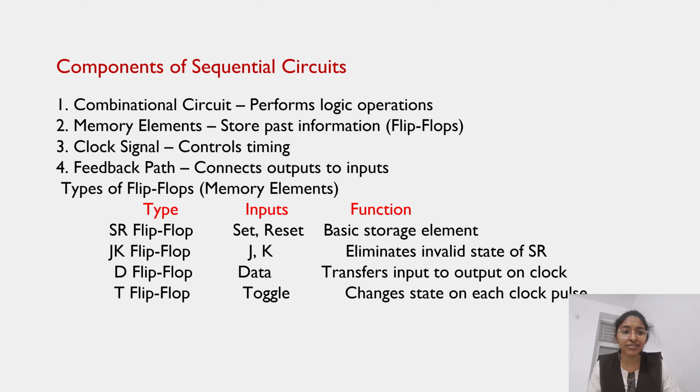Components of sequential circuits. A combinational circuit performs logic operations. Memory elements store past information, like flip-flops. The clock signal controls timing. The feedback path connects output to input. Types of flip-flops: we have mainly four types of flip-flops: SR flip-flop, JK flip-flop, D flip-flop, and T flip-flop.